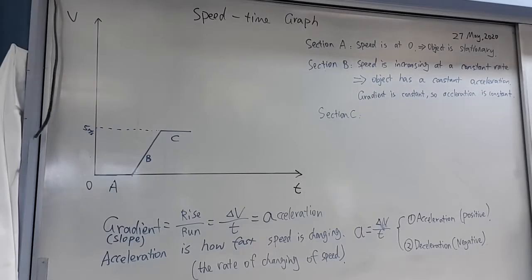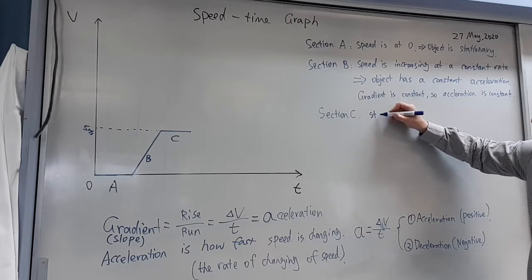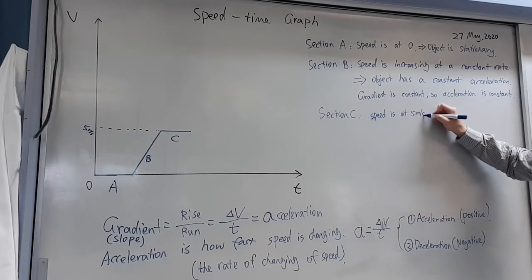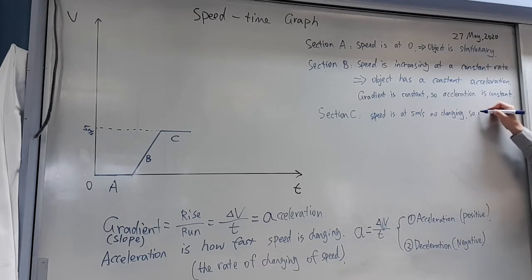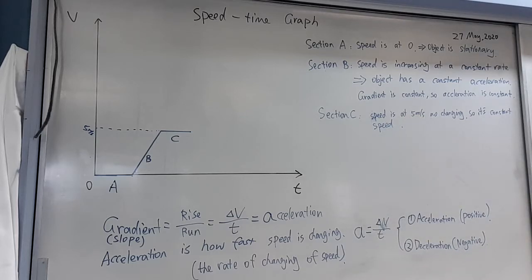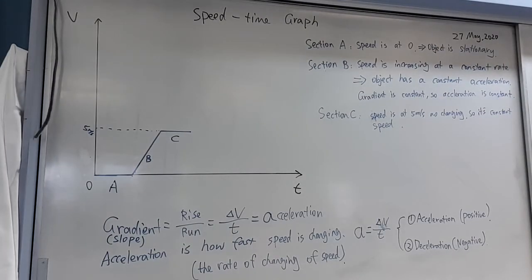Section C, if we want to explain what it is, first we know it's going to be constant speed, right? There's two ways to explain it. One way of explaining it, you say this, well, speed is at 5 meters per second, not changing. So it's constant speed. Okay, so you're just cruising at a constant speed going forward.